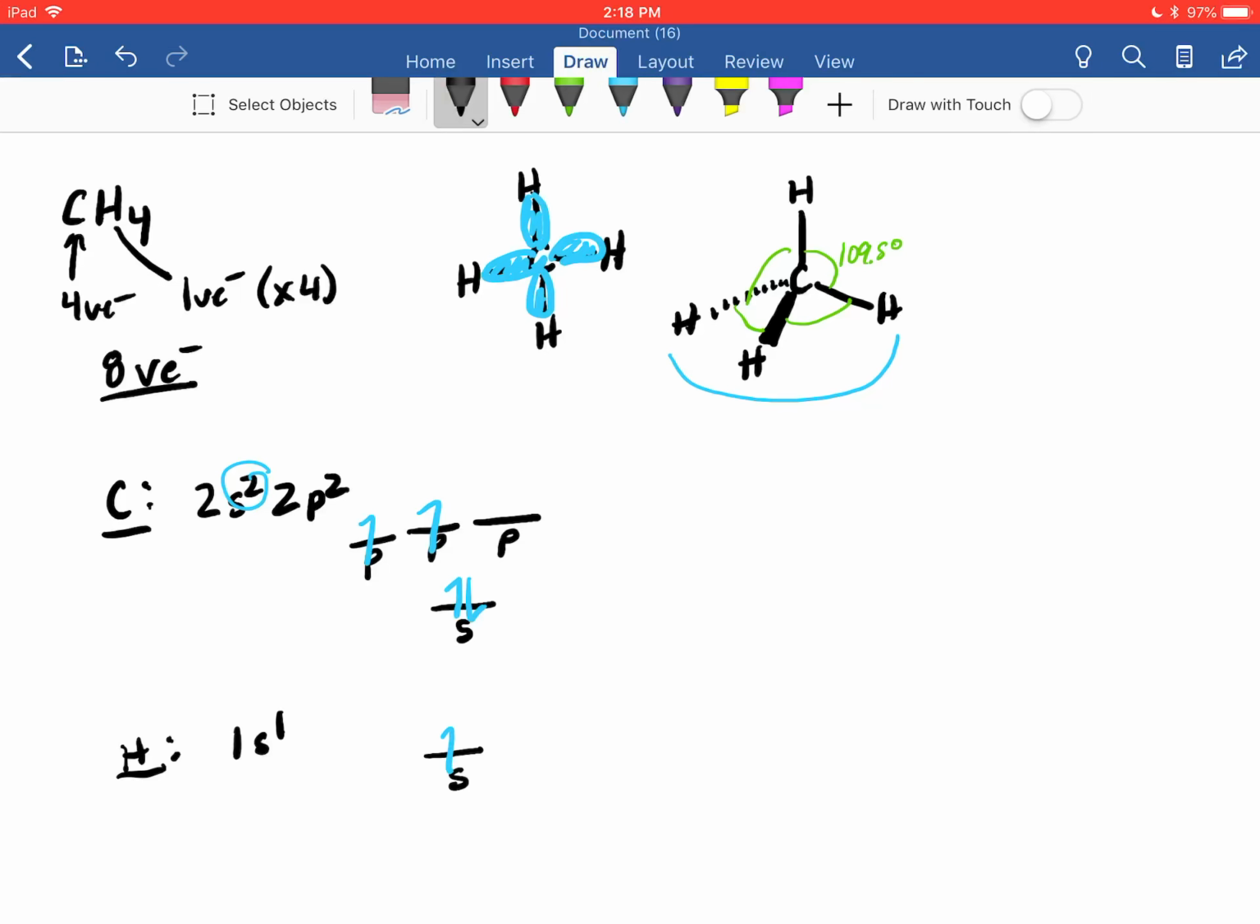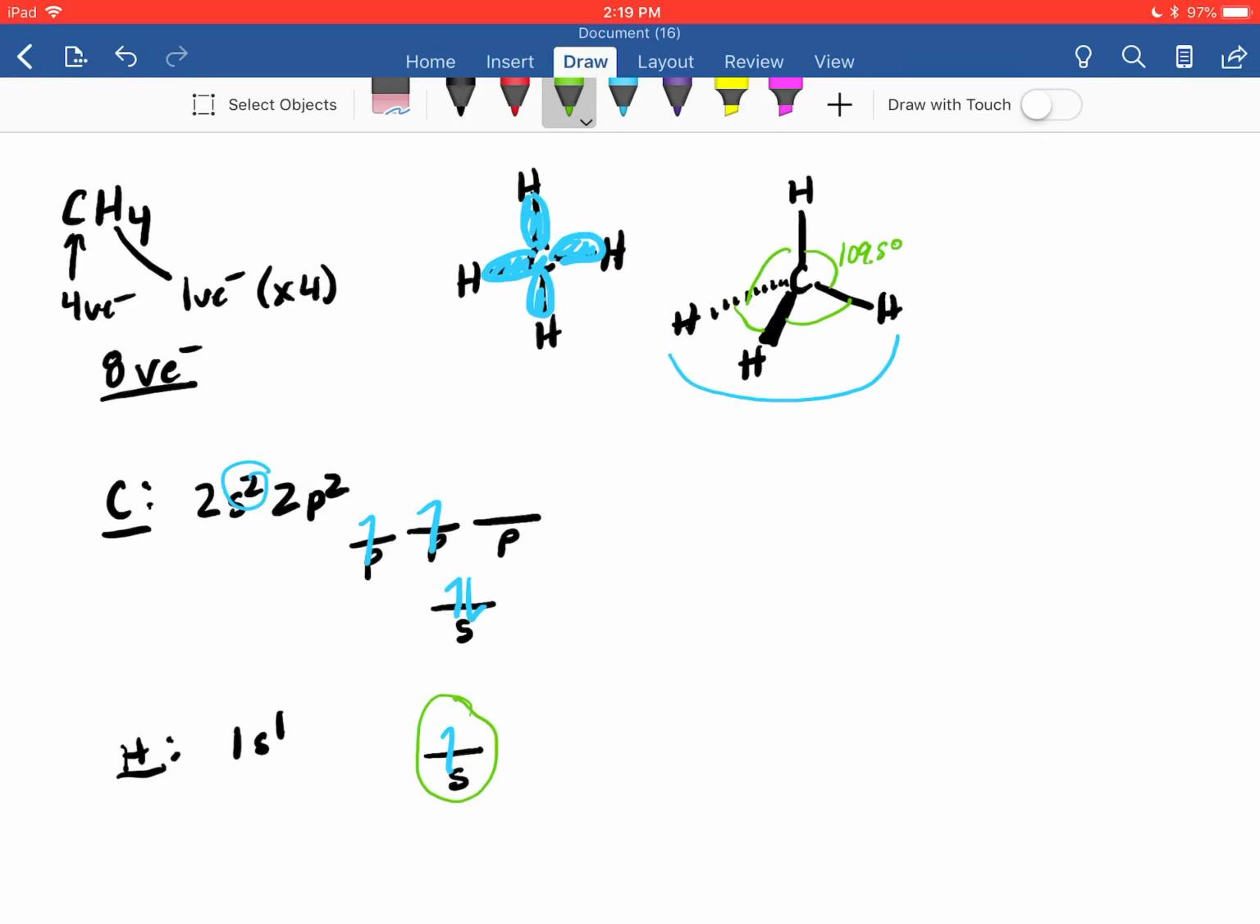So hydrogen is absolutely ready to form a new bond. It's got one electron in this s orbital, but it's also got a spot for one more. So it could attach to one of the free or unpaired electrons in carbon to form a new covalent bond. But we see there's an issue with carbon here.